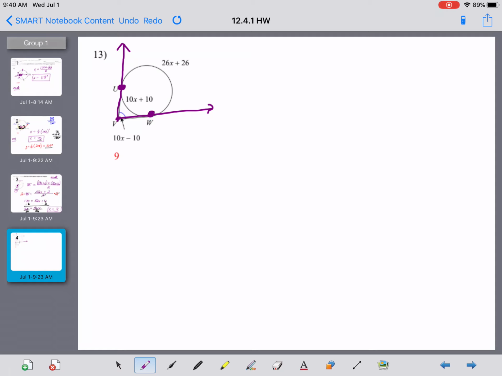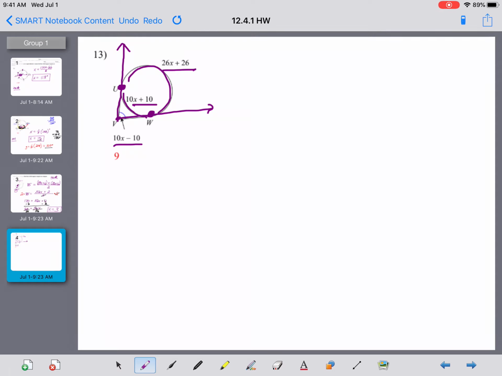And what happens is that we've got an angle formed right there of 10x minus 10. The measure of this inner arc is 10x plus 10, and then the measure of this big outer arc here is 26x plus 26. Boy, a lot of repetition within the numbers right here.